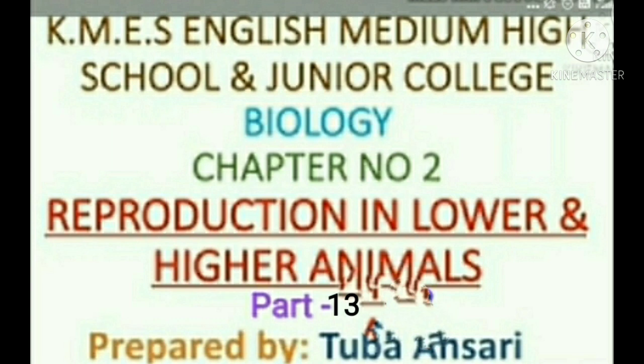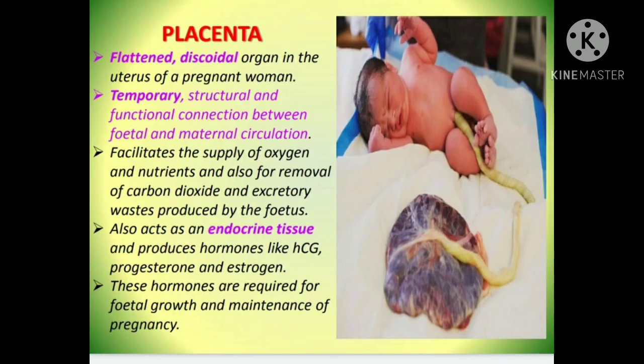So today we are going to start with part 13 of our chapter number 2, reproduction in lower and higher animals. Today we are going to start with a topic called Placenta. It is a flattened discoidal organ in the uterus of a pregnant woman. The placenta is a temporary structural and functional connection between the fetal and maternal circulation.